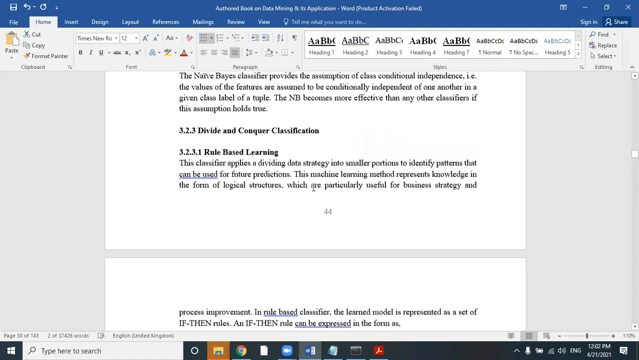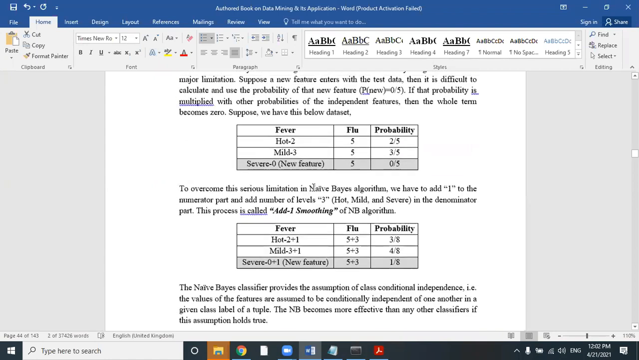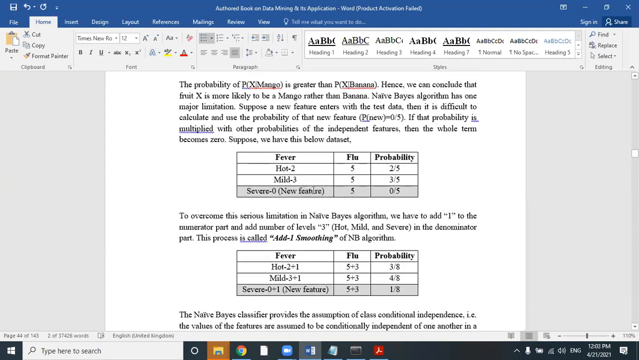Now, what is add-one smoothing? Take this example of add-one smoothing. Try to understand.